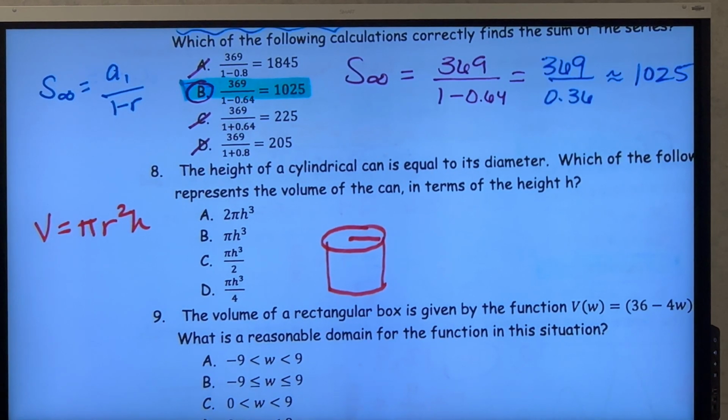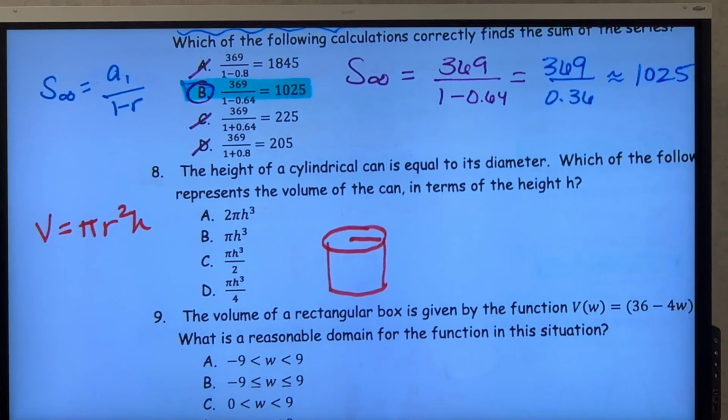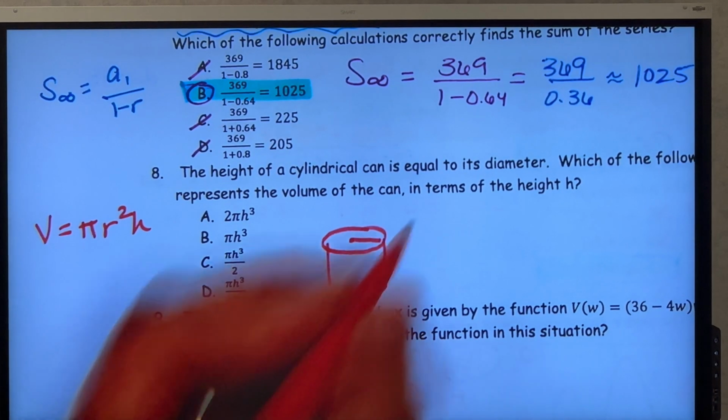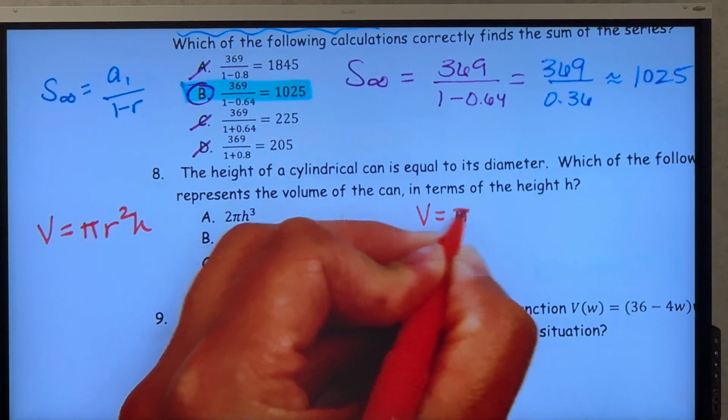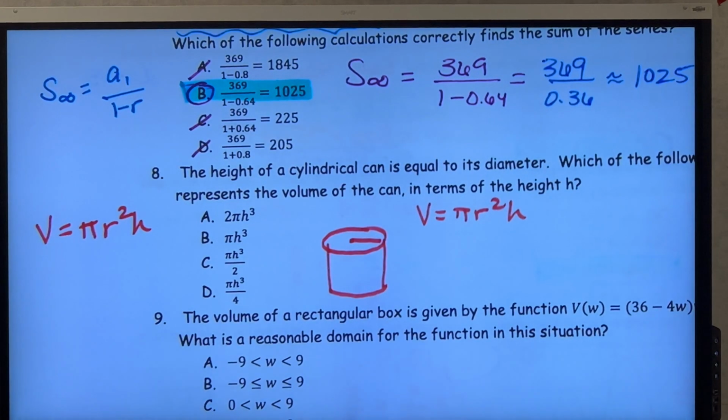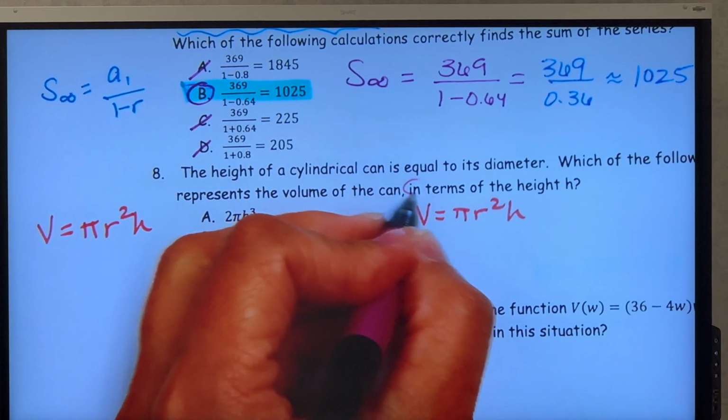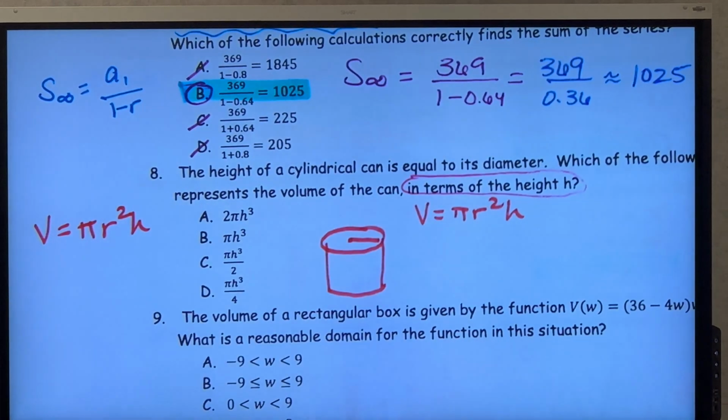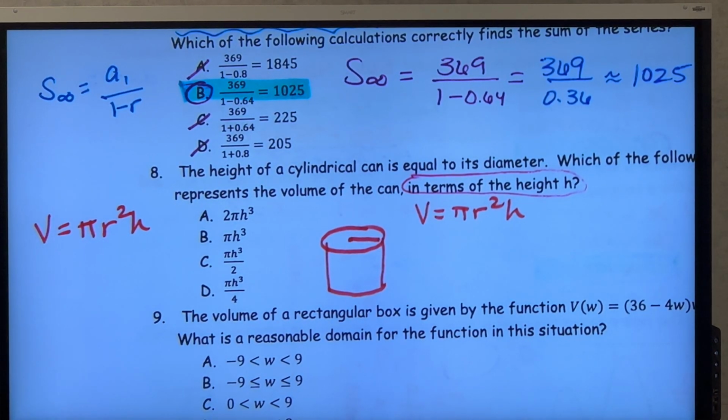So for the rest of this one, let's see. We need to figure out which of the following represents the volume of the can in terms of the height h. So we need to start with the volume of a can, and that's V equals pi r squared h. Because it says in terms of h, that means they want only h to be the variable in this formula. So there's an r and an h.